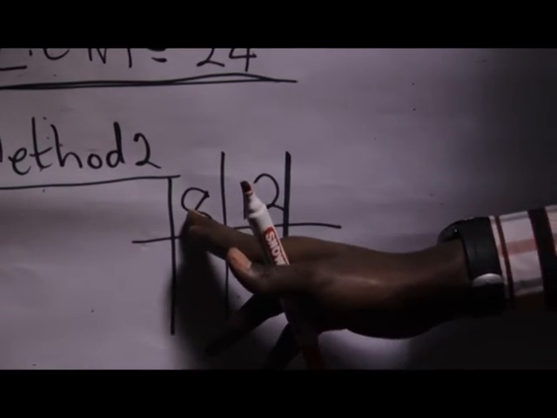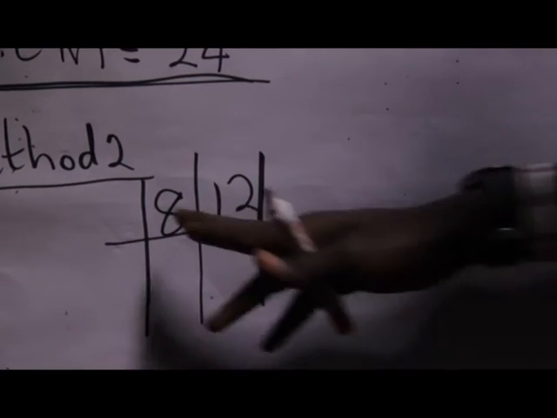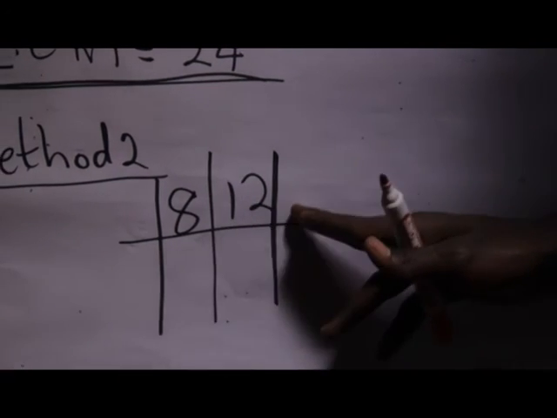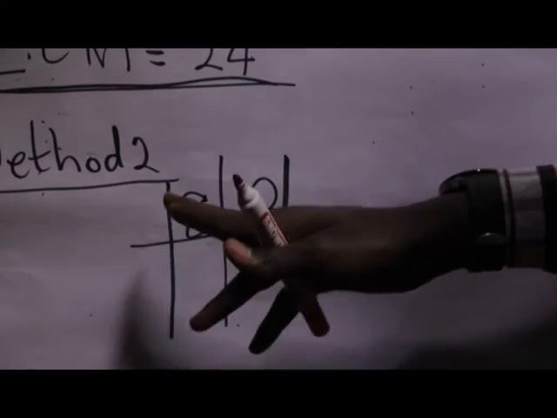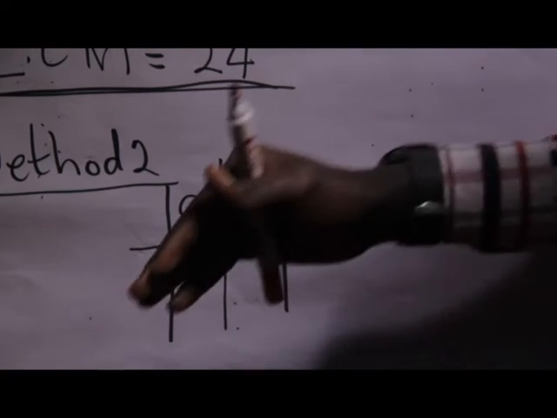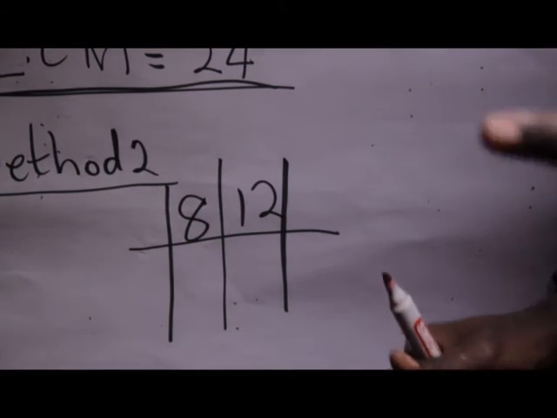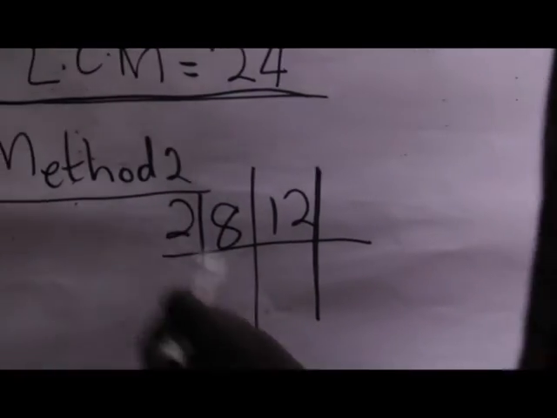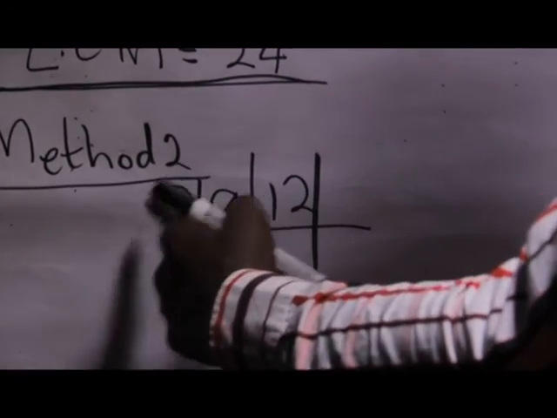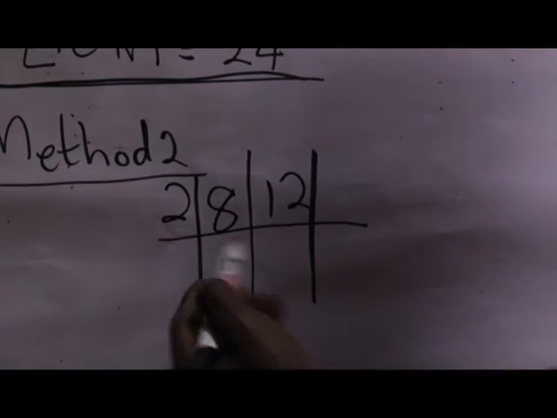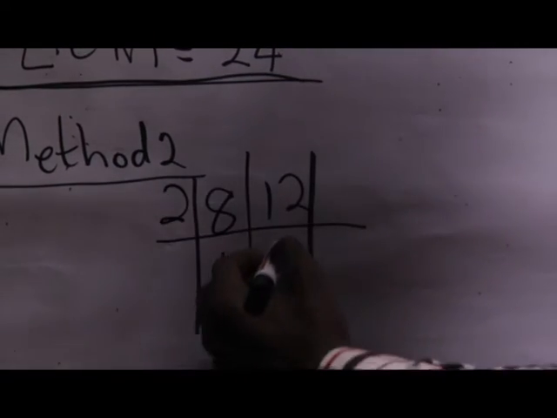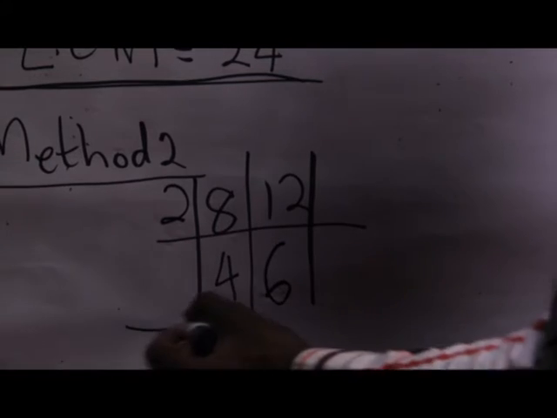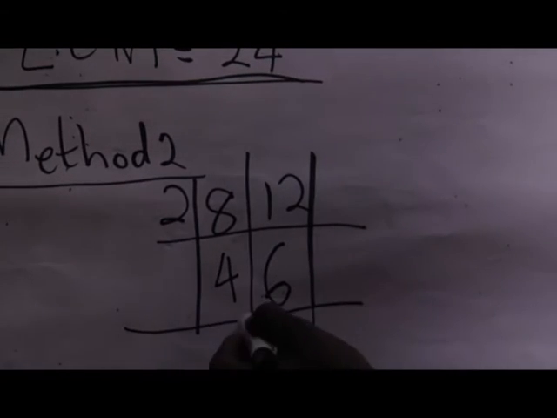Does 2 divide 8? The answer is yes. So since it divides 8, even if it does not divide 12, I can still use it, because the prime factor you're using in that case must divide at least one of them. So I have my 2. 8 divided by 2 gives me 4. 12 divided by 2 gives me 6. I proceed.